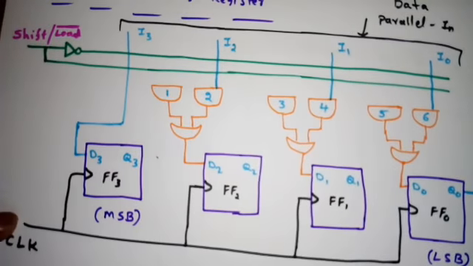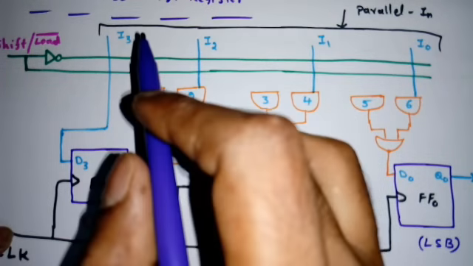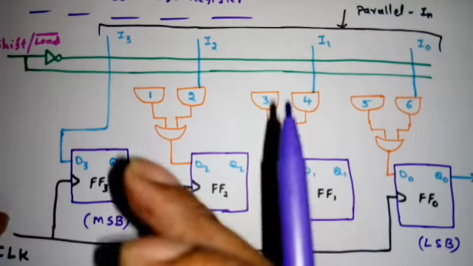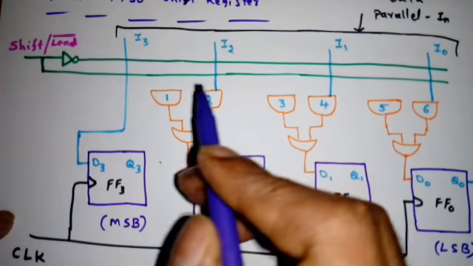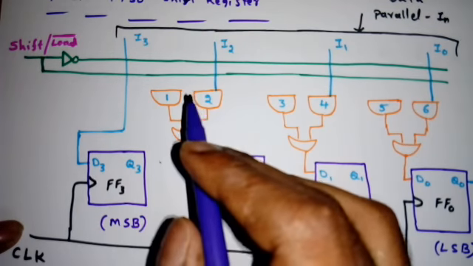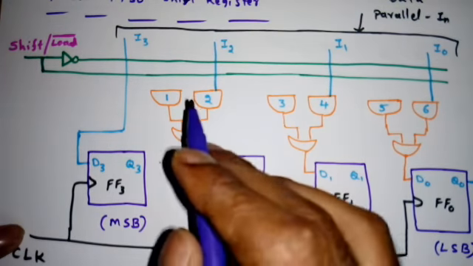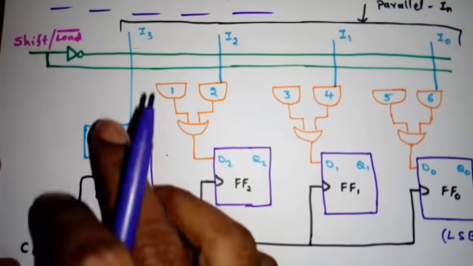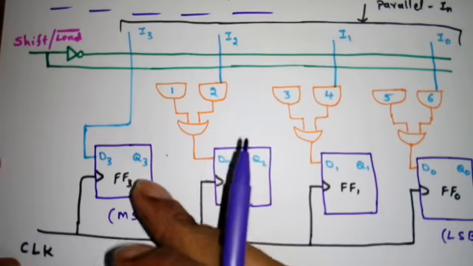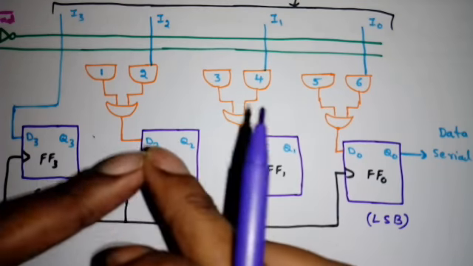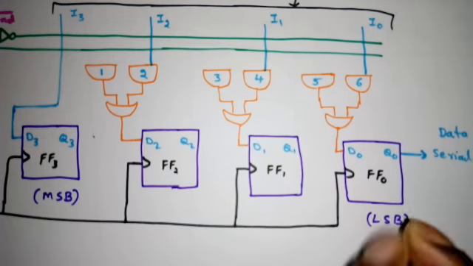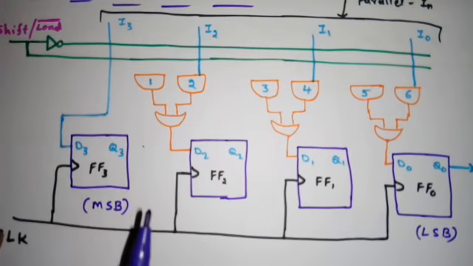Now here we need to perform two operations. One is, first we have to load the data parallelly, then we have to shift the data serially. Now that also we'll see. We have to implement these two operations using a multiplexer, and that multiplexer will be implemented by AND gates. So here I am using 3 multiplexers. For the first flip-flop it is not required, so it is only storing the data, right? If I want to shift, Q3 will be shifted to Q2, Q2 will be shifted to Q1, Q1 will be shifted to Q0. So here we don't require any multiplexer.